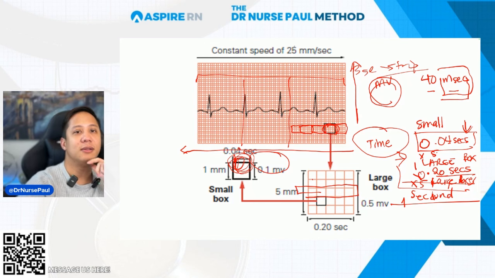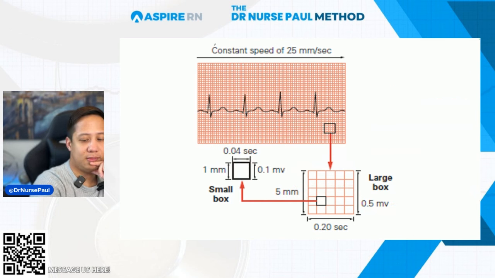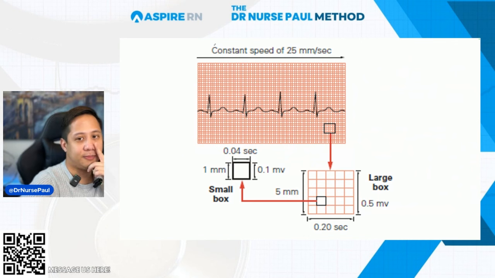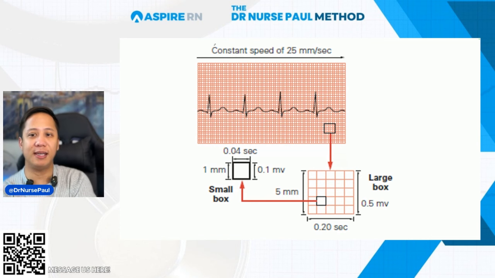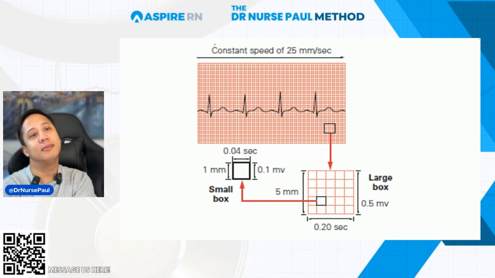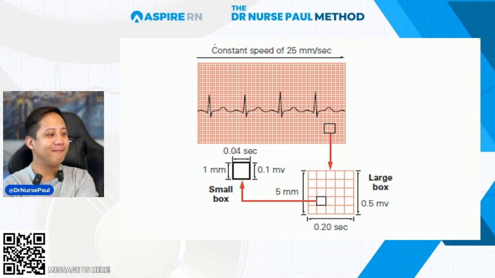Again, recap. One small box, .04. Five small boxes equal one large box. Is how many? .20. And five large boxes is equal to what? One second strip. All right? 1 second strip. Very good.